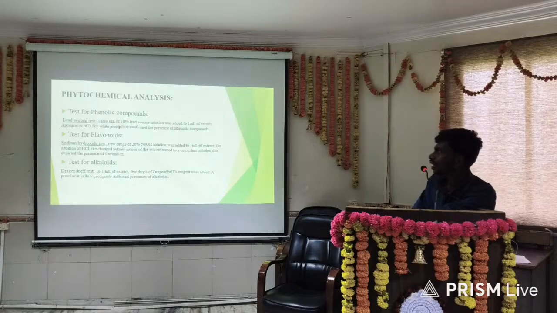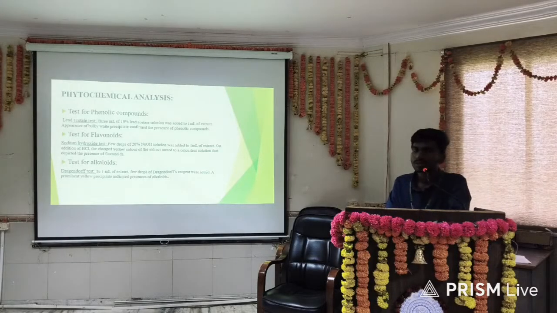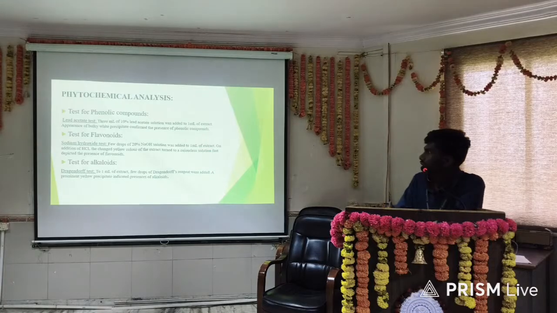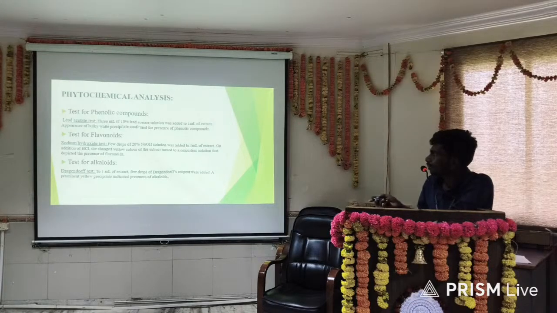Phytochemical analysis. Test for phenols: 1 ml of zinc solution and 1 ml of plant extract are mixed to form a precipitate. A white precipitate is formed, indicating the presence of phenolic compounds. Test for flavonoids, the sodium hydroxide test: 1 ml of 20% sodium hydroxide is taken and dilute HCl is added. A yellow color change indicates the presence of flavonoids. Test for alkaloids.